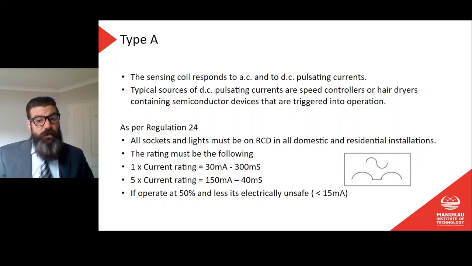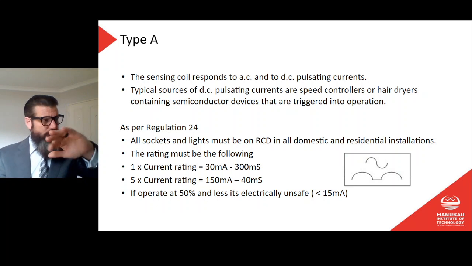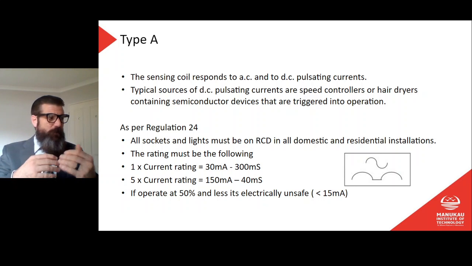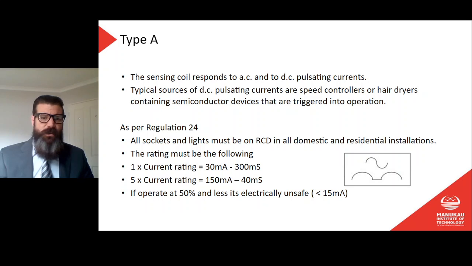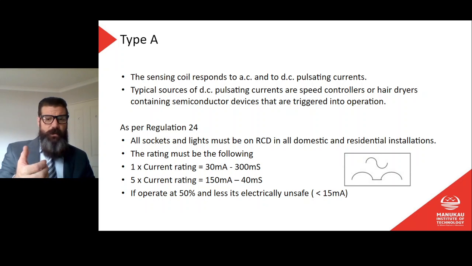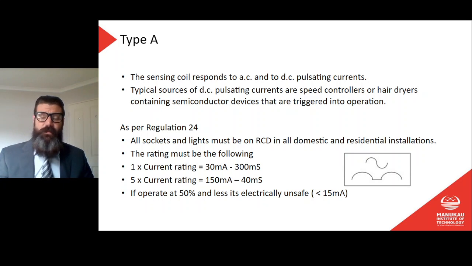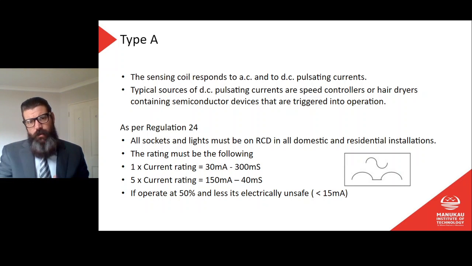Typical sources of DC pulsating currents are speed controllers or hair dryers containing semiconductors that are triggered into operation. As I said, if we've got a semiconductor in there, we might get some sort of half-wave rectification. Remember when we talked about diodes that a diode could be used as a form of dimming, or in this case speed control. The same way, we cut off half the waveform and we lower the speed.